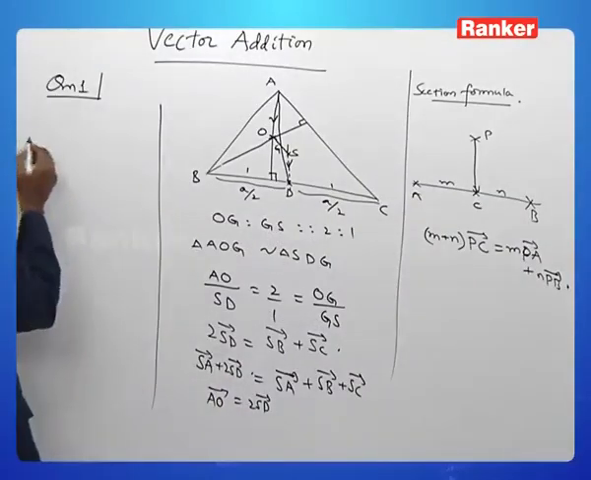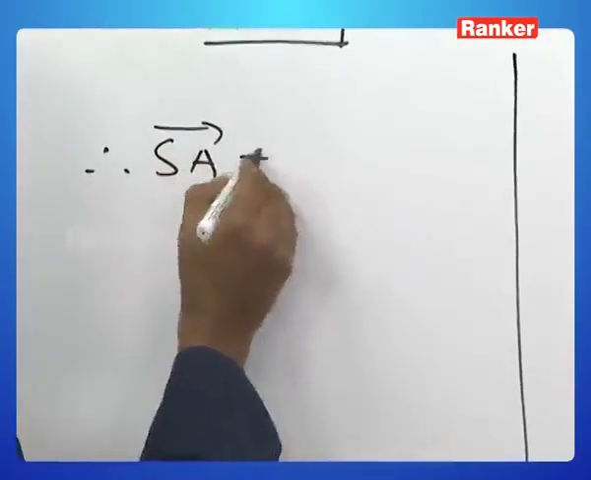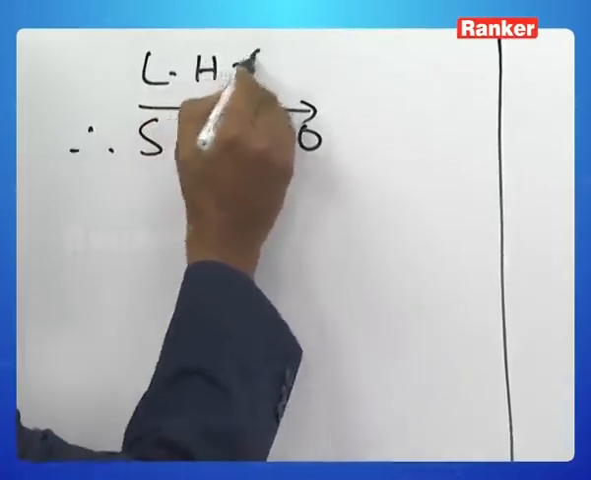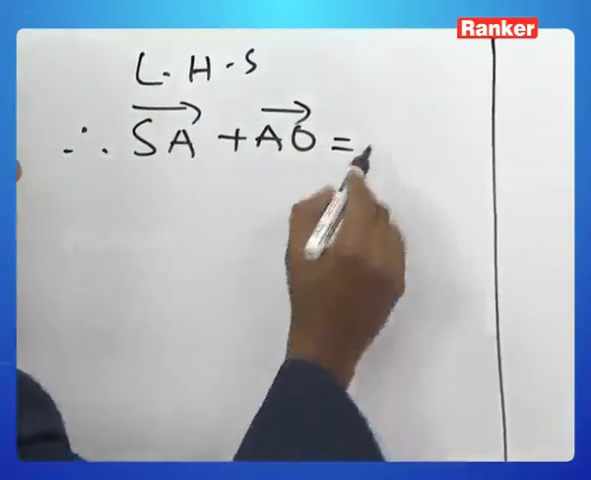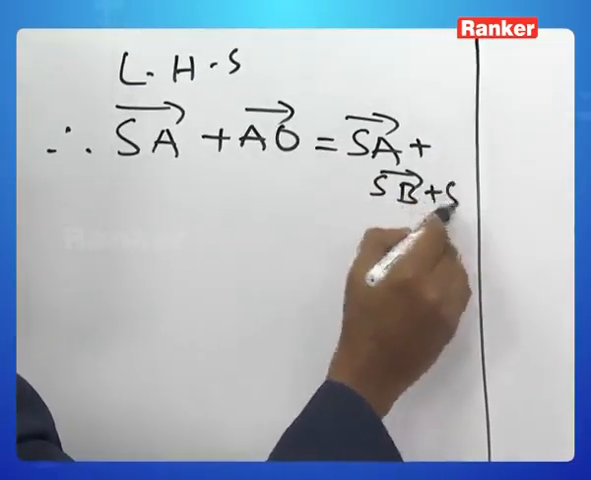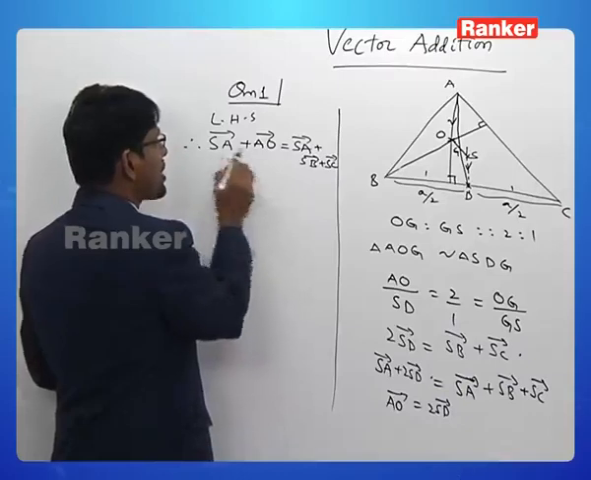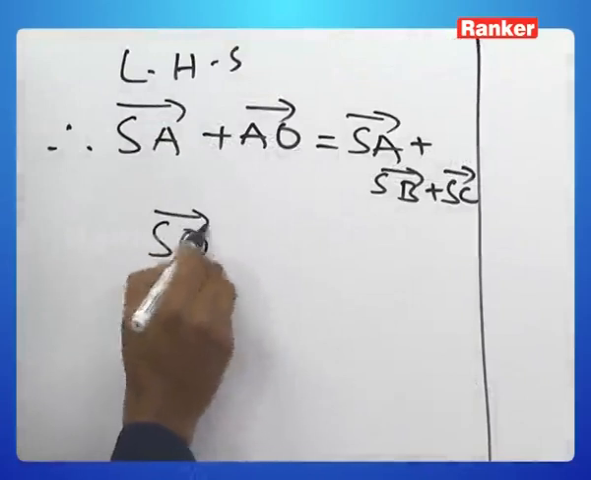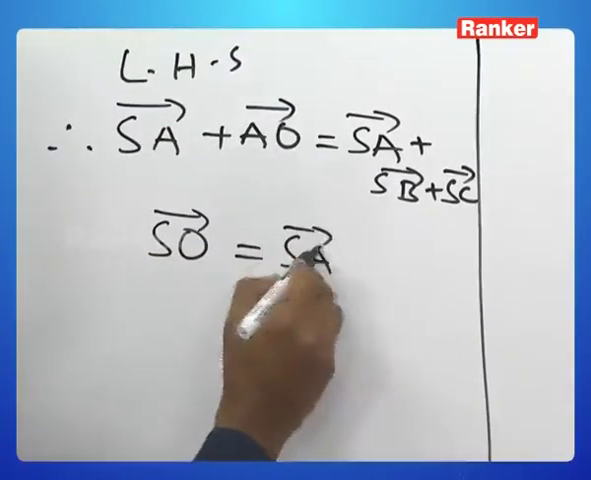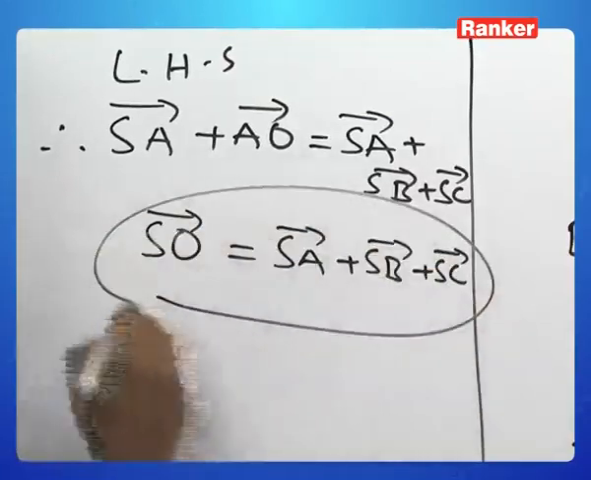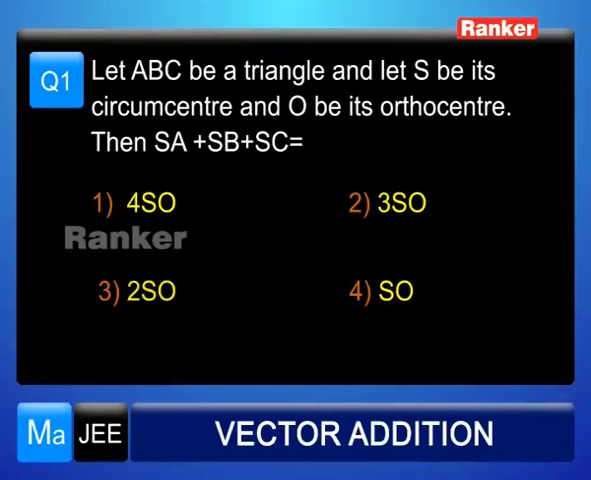Therefore, what do we have? Left hand side is SA plus AO. That is the left hand side. What about the right hand side? The right hand side I am not altering at all. SA plus SB plus SC. So what do we have? SA plus AO by vector addition, we know that it's equal to SO. So SO is equal to SA plus SB plus SC. So this is clearly appearing in option 4. Option 4 is the right answer.